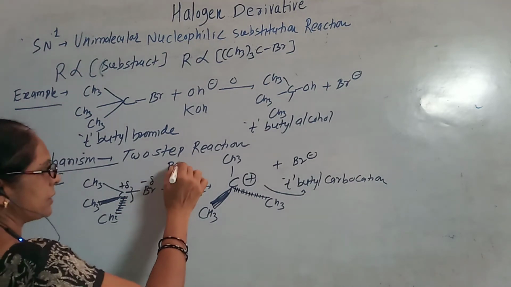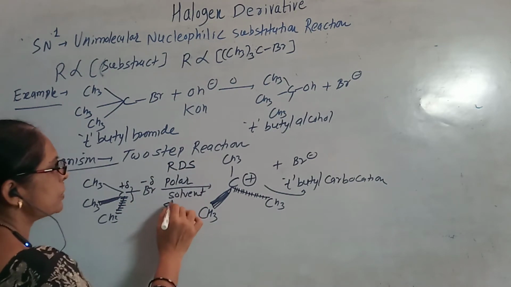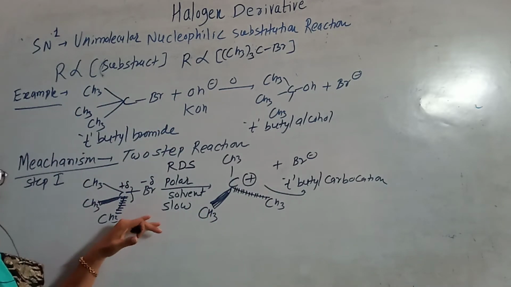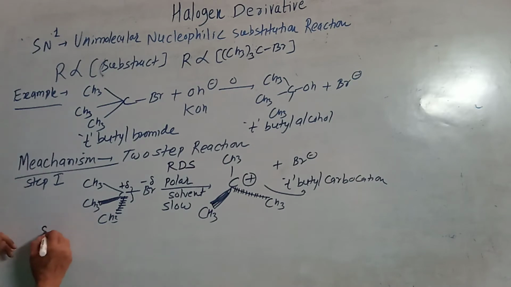It is the RDS, the rate determining step, and it is a slow step, and therefore the rate of reaction depends upon only one species, that is the substrate. What happened in the second step?